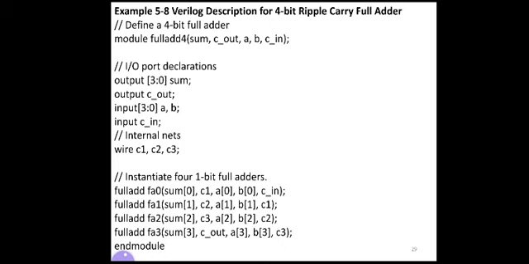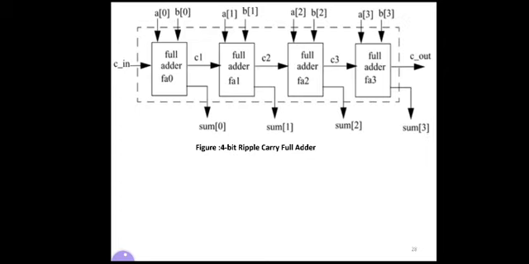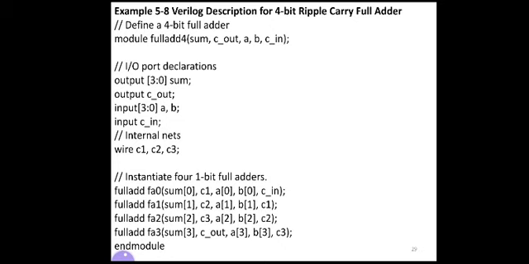Now full adder FA2. For FA2, observe here, its inputs are A of 2, B of 2 and C2, and the outputs are sum of 2 and C3. So for FA2: sum of 2, C3, A of 2, B of 2 and C2. So this is the instantiation part.